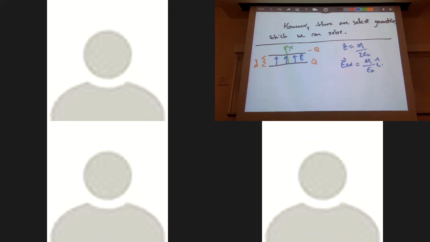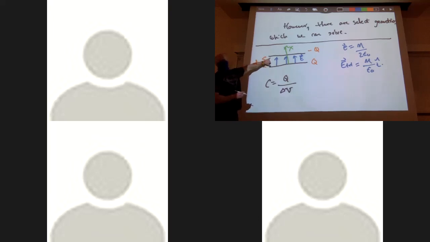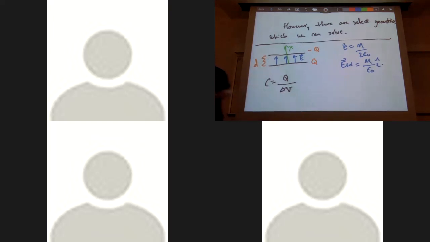So good. Now we know that capacitance by its definition is equal to the charge divided by the change in potential. So if I want to know the capacitance of this capacitor, I need to determine the change of potential across these two plates. That's what I need to know. This is the hard part.